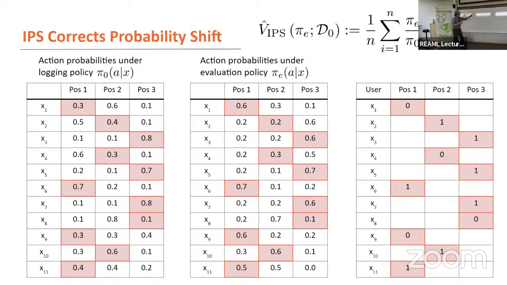Our evaluation policy has a different probability distribution. It actually picks position 1 with 0.6.